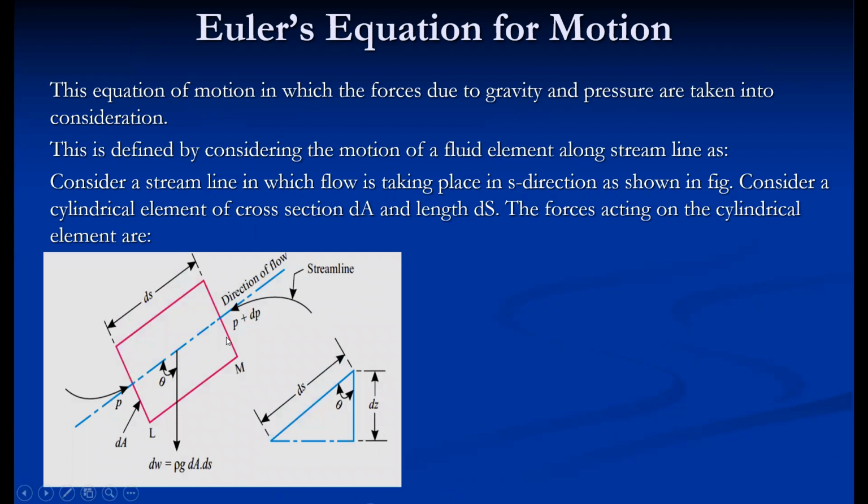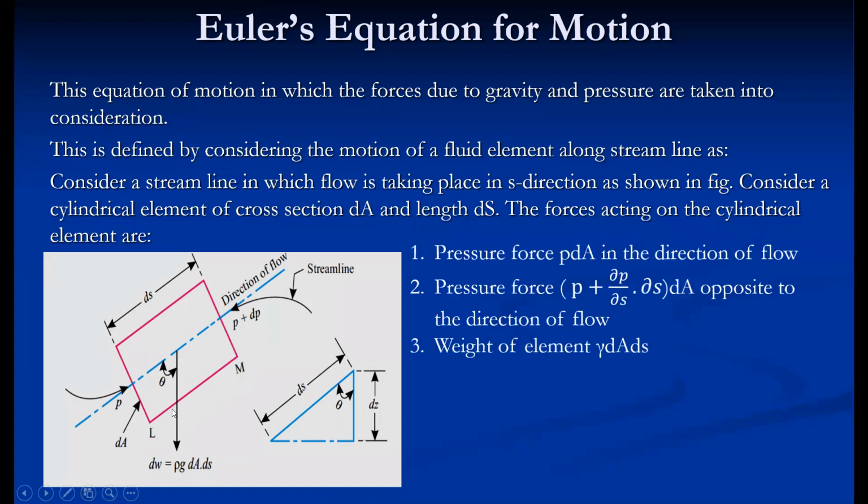Consider a streamline in which the flow is taking place in the S direction. This direction we consider as shown in the figure. Consider a cylindrical element of cross section dA and length ds. The forces acting on this inclined cylindrical element are the pressure forces and the weight of the fluid element. These two forces are there.